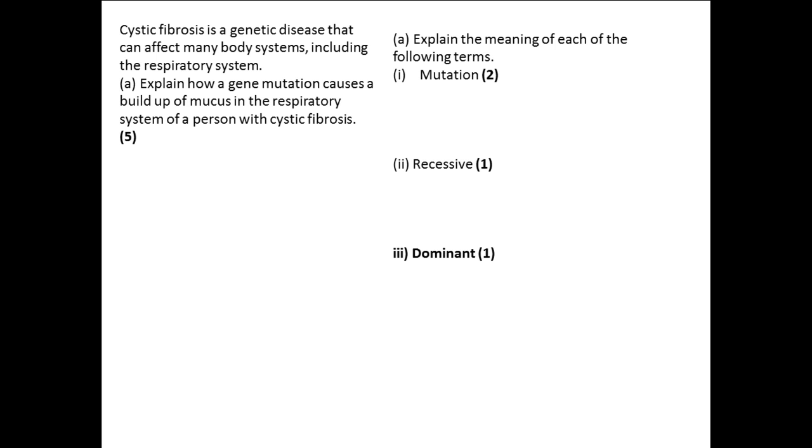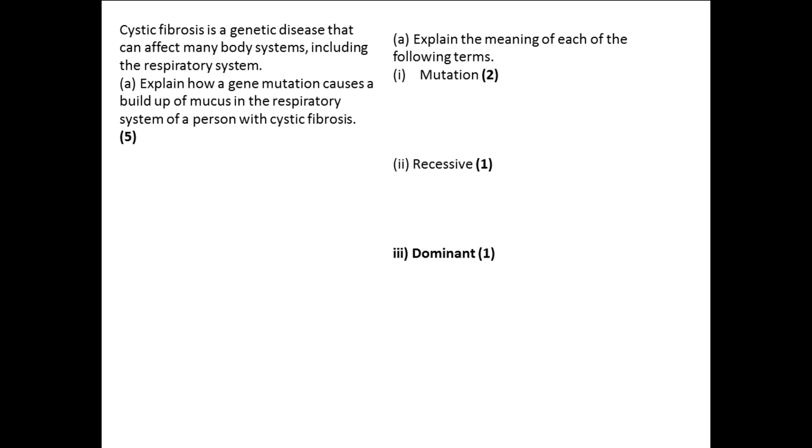respiratory system. Explain how the gene mutation causes a buildup of mucus in the respiratory system of a person with cystic fibrosis. And so you have to explain how you get the mutation within the person, and then how this causes the symptoms of cystic fibrosis.